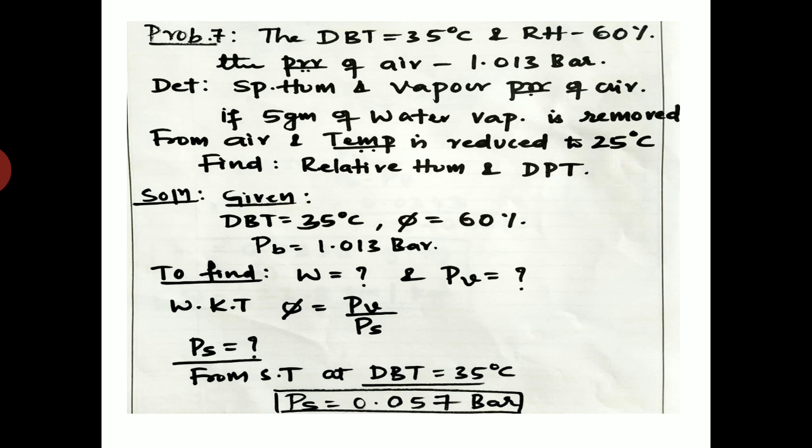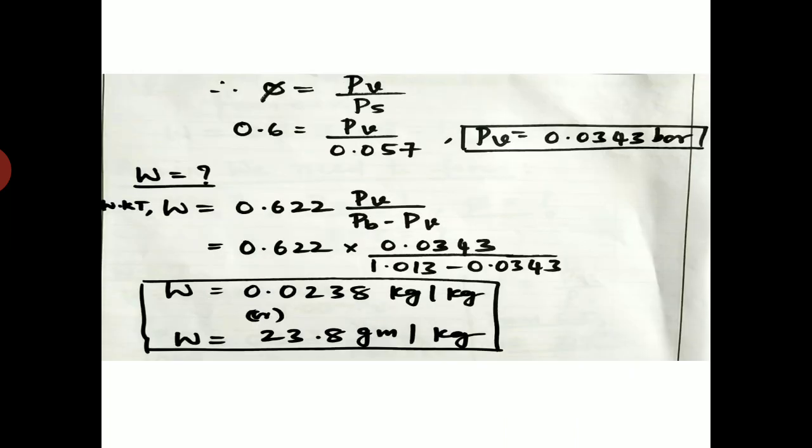So we know that phi is equal to P_V by P_S. So P_S, for dry bulb temperature 35 degrees Celsius, from steam tables directly we can find P_S. So once P_S is known, P_V we can find, because relative humidity is given. So P_V we can find, 0.0343 bar. So we can find W. W is equal to, from that equation, 0.622 P_V by P_B minus P_V, or 0.622 into P_V, already we have found, the barometric pressure is known, so everything is known. W will come in terms of kg per kg.